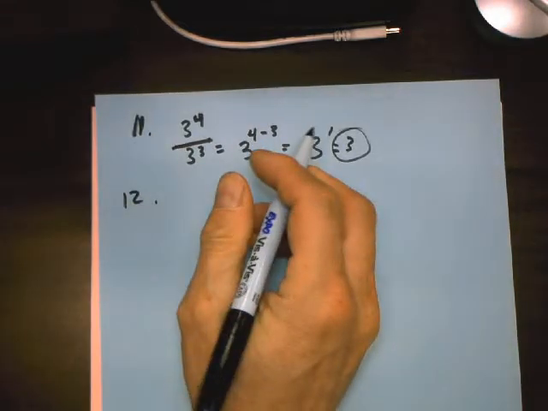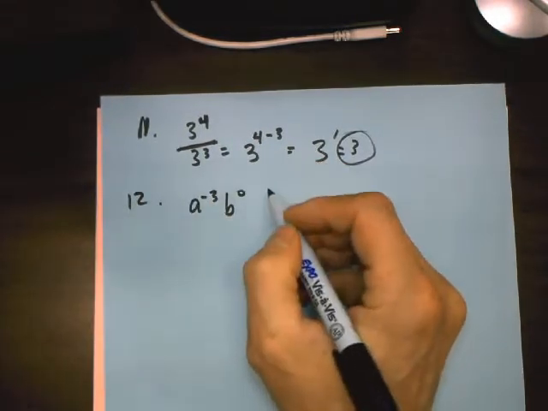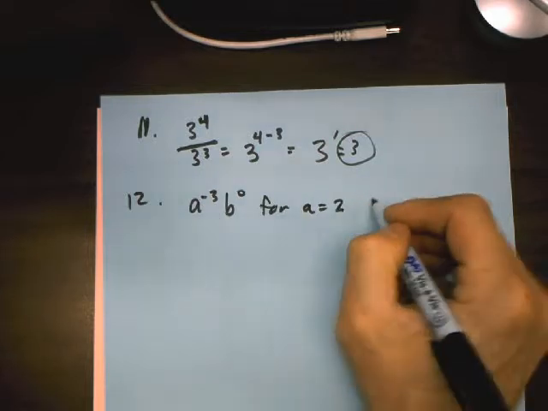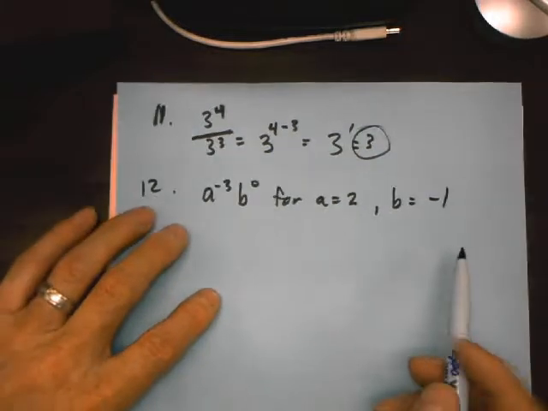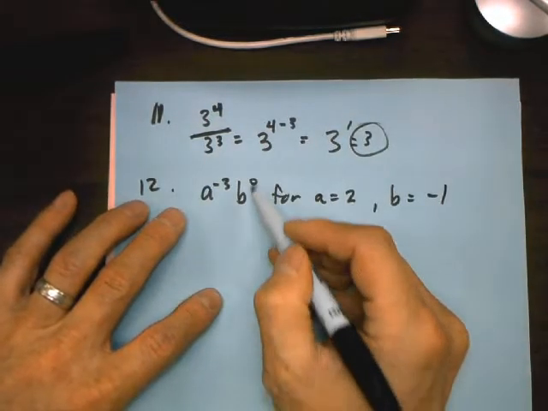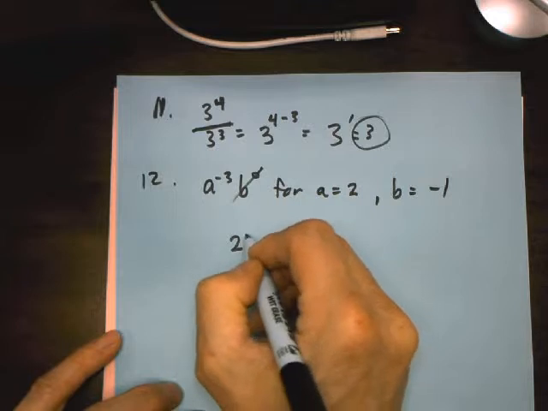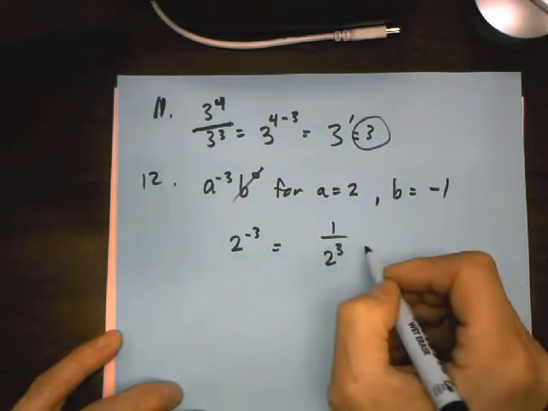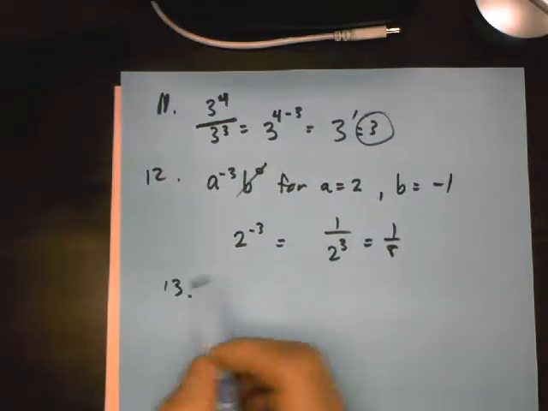Number 12. 12 says evaluate a to the negative 3rd times b to the 0 for a equals 2 and b equals negative 1. Alright, well, I'll tell you what, b to the 0 is just 1, right? Cross out your 1s. A to the negative 3rd is 2 to the negative 3rd. 2 to the negative 3rd is 1 over 2 to the 3rd, which is 1/8. Number 13.